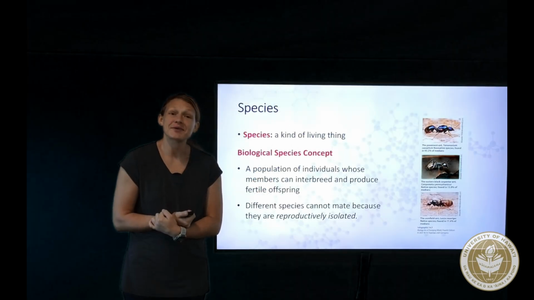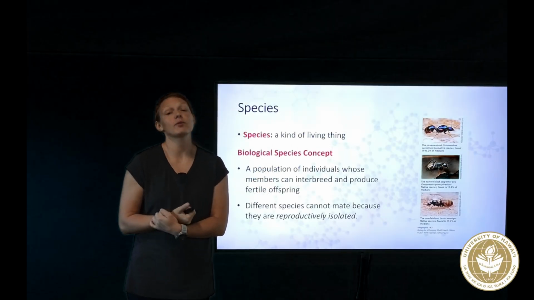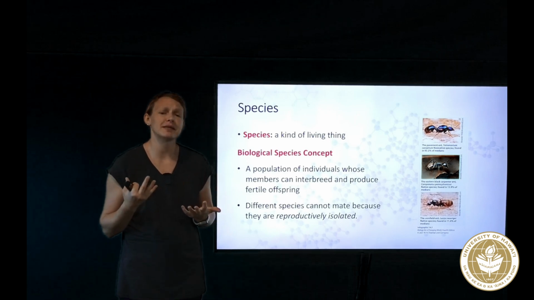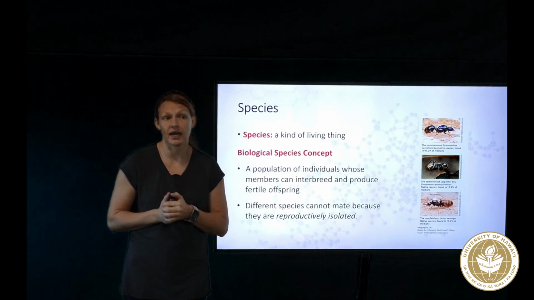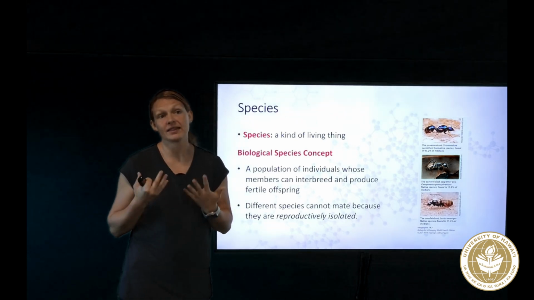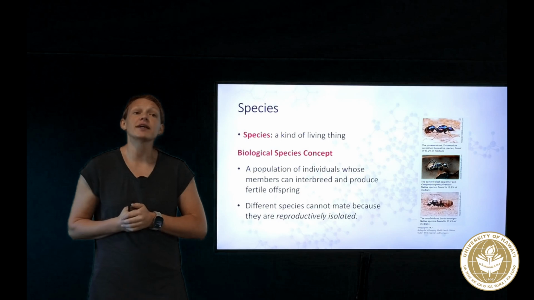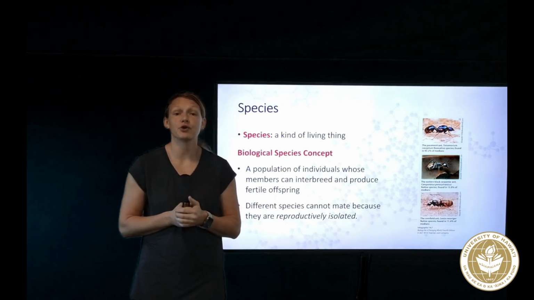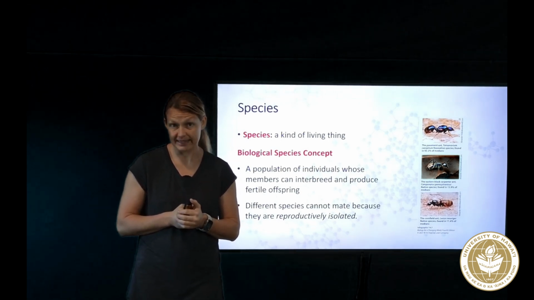Now we're going to move on to our last learning objective, which is talking all about what exactly a species is and how new species can evolve. So a species is really a kind of living thing. And there are many different species concepts that can be used to define what a species is.